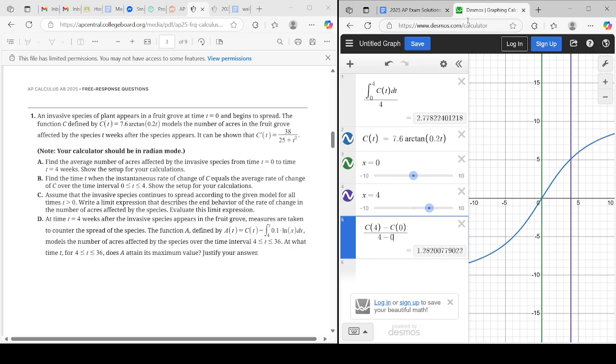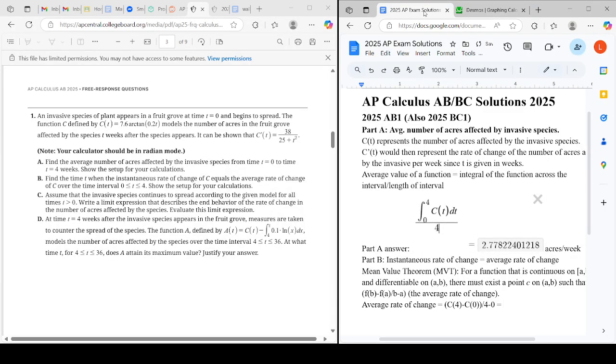So our average rate of change is equal to 1.48282 acres per week. And the average value would just be acres. Then you're going to change the units here just to be consistent.